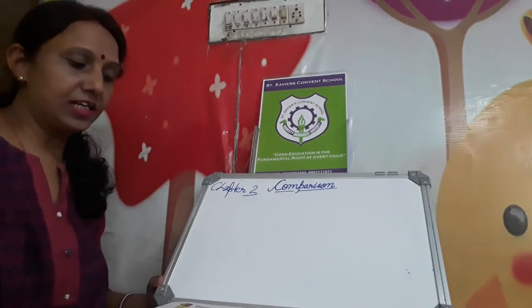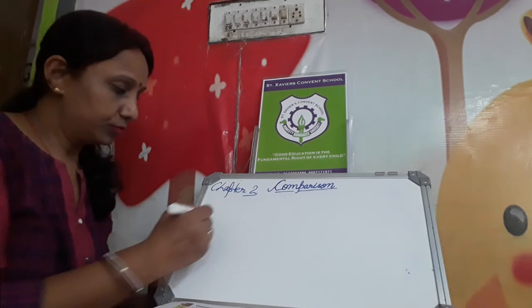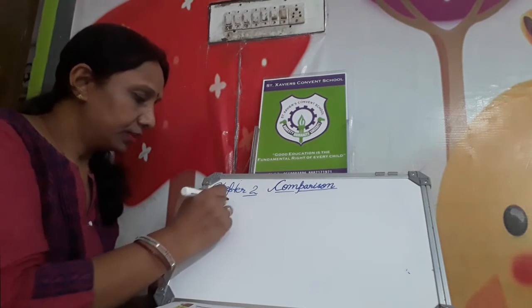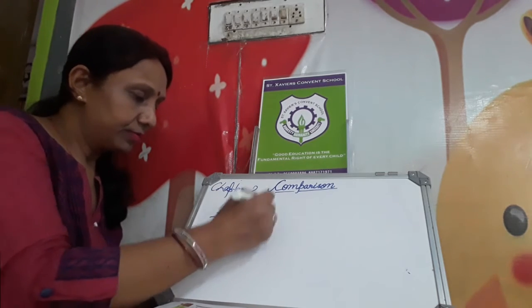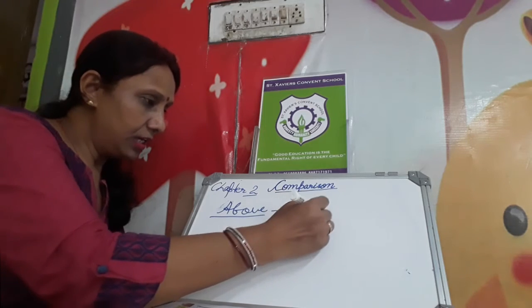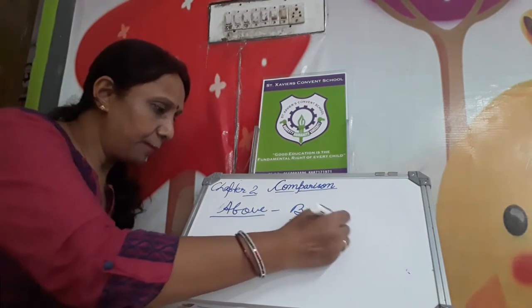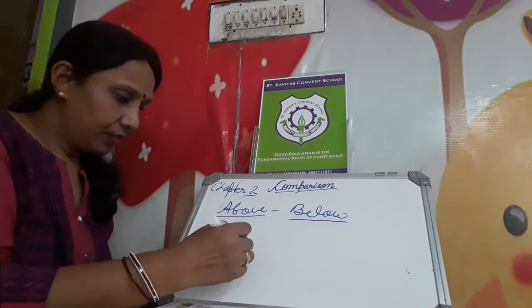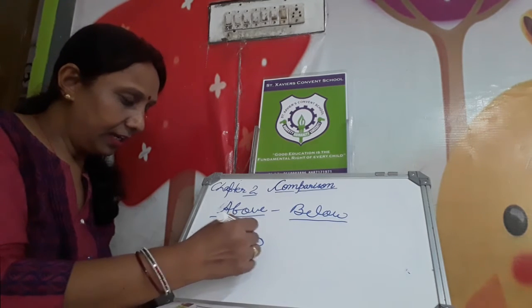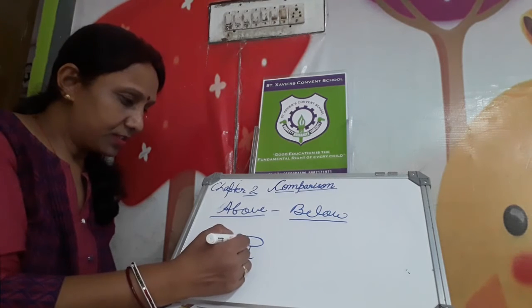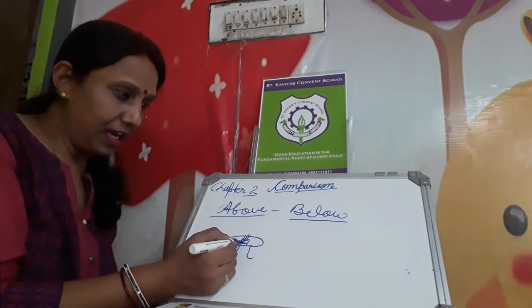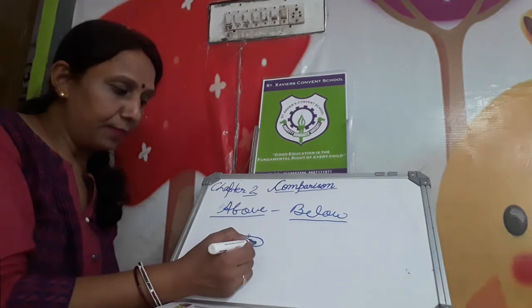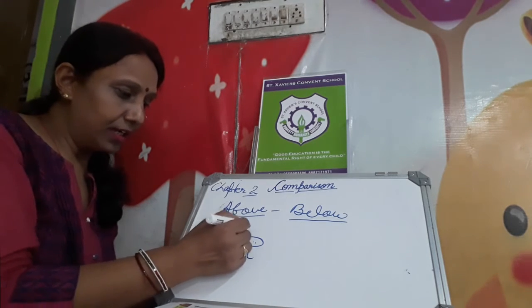After in and out, we will study above and below. Spelling of above: A B O V E, above, and below, B E L O W, below. We will compare above and below. You can see there is a table, and here what is kept? Cake. Do you love eating cake? So this cake is above. This one is what? Table. This cake is above the table.